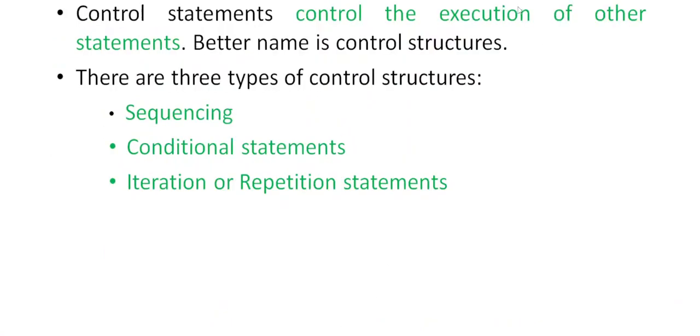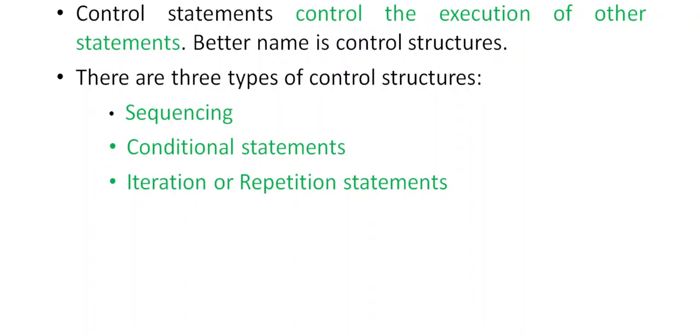Control statements control the execution of other statements. C equal to A plus B is a normal statement, but this statement can be executed once, or this statement can be executed a number of times, or this statement can be executed when something is true. If something is false, the statement may not be executed. Such type of control is given by what are called control statements or control structures.